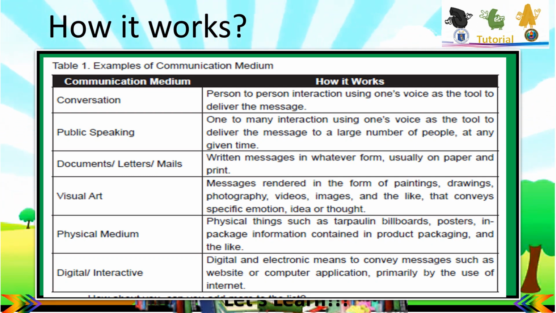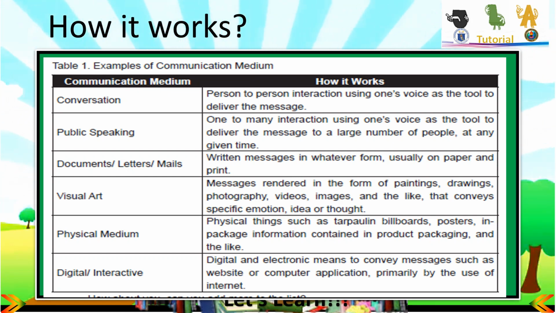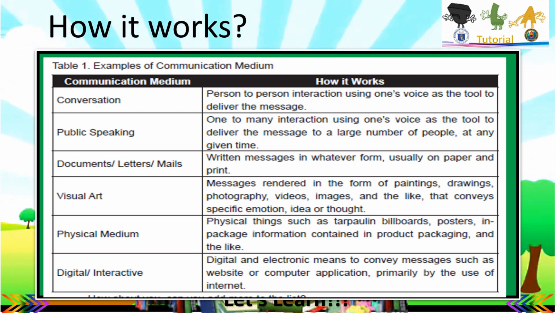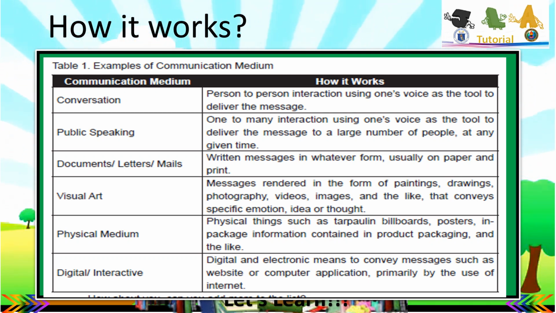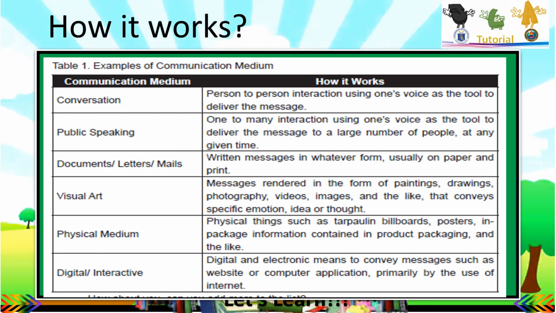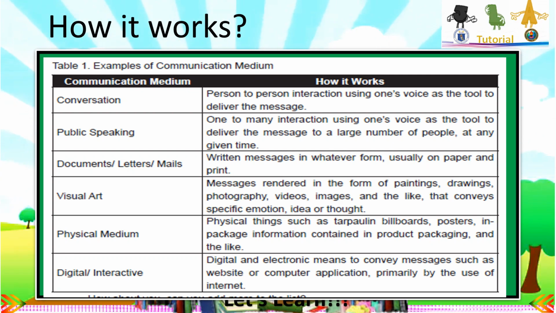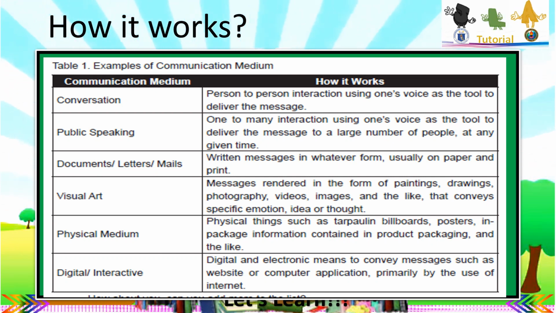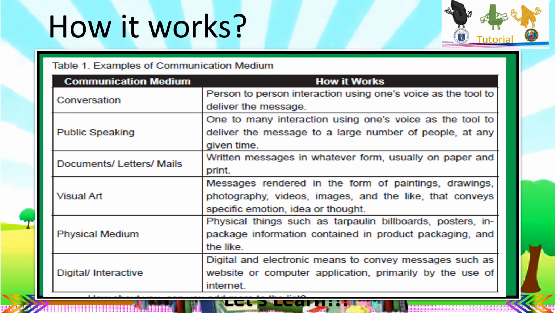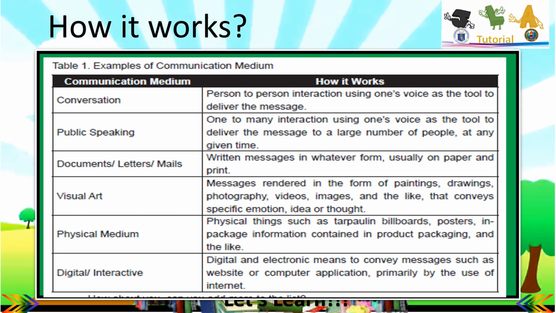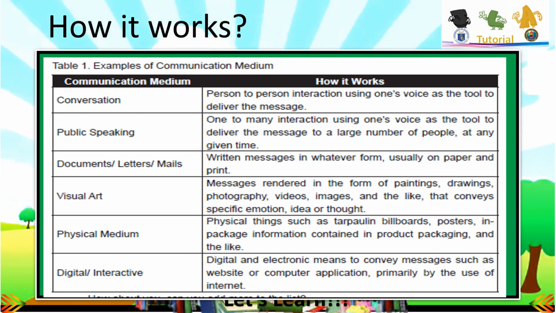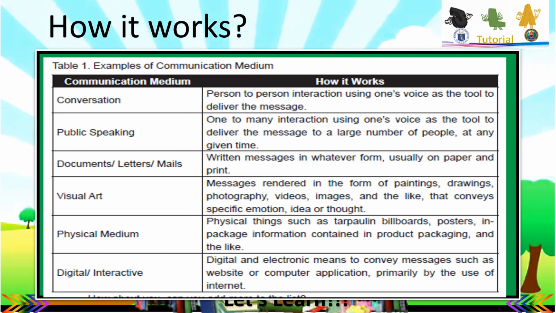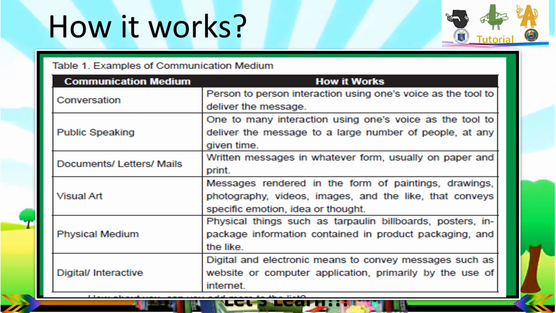Look at the table on your screen. Conversation is a person-to-person interaction using one's voice as a tool to deliver the message. Public speaking is a one-to-many interaction using one's voice as a tool to deliver the message to a large number of people at any given time. Documents, letters, and mails are written messages in whatever form, and usually on paper and print. Visual arts, the message is rendered in the form of paintings, drawings, photography, videos, images, and the like that convey a specific emotion or idea.